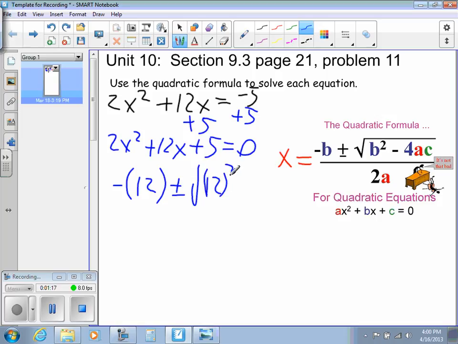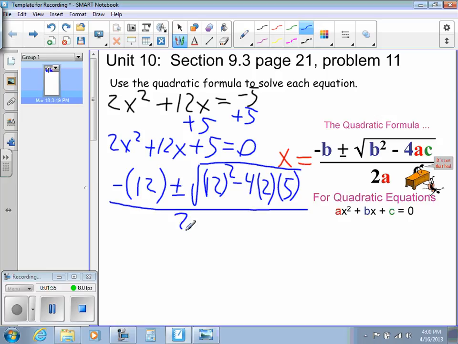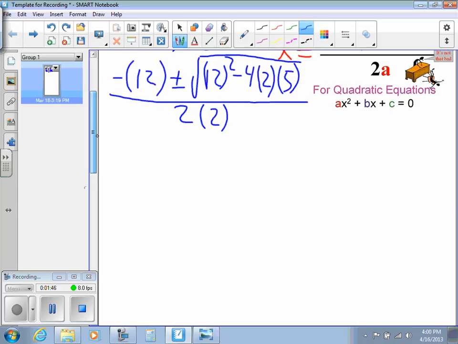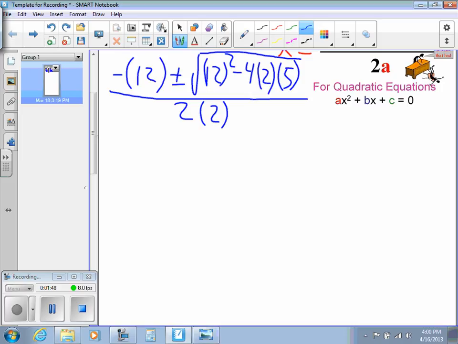12 squared minus 4 times 2 times 5. And all of that is over 2 times 2. Okay. Let's move on down and start working these out.